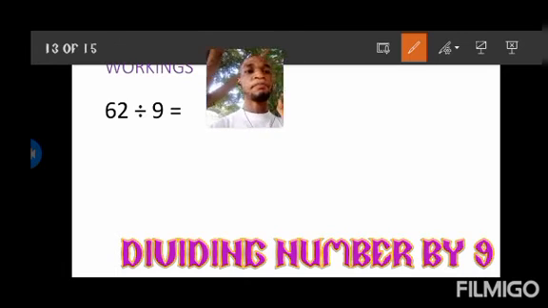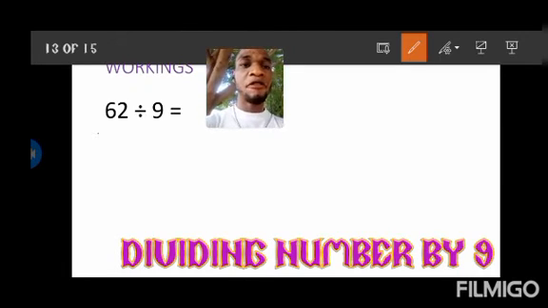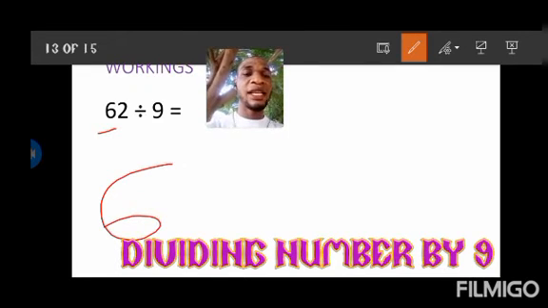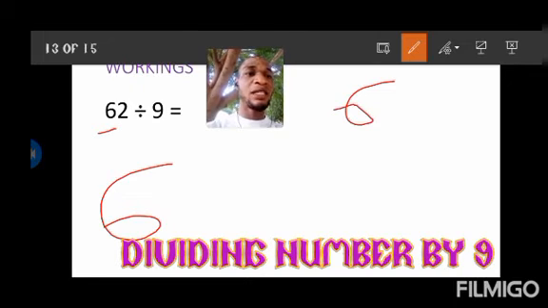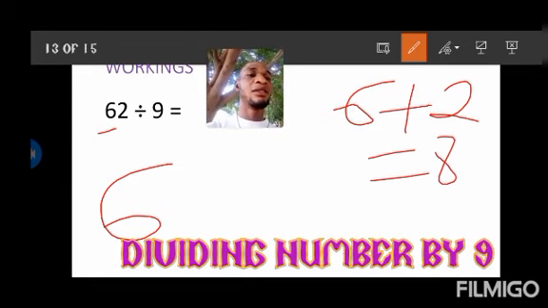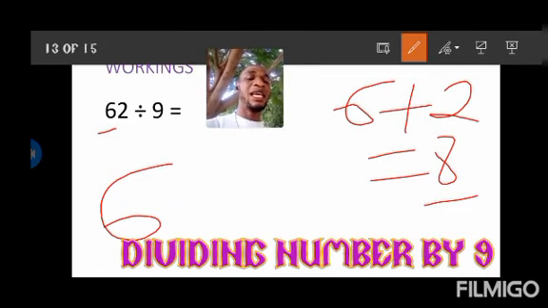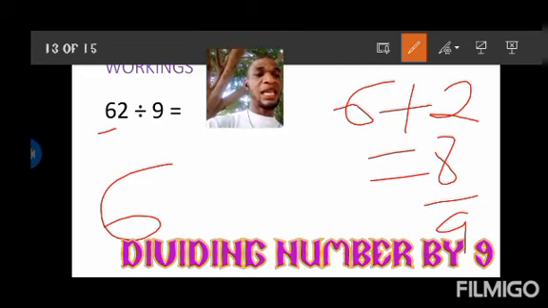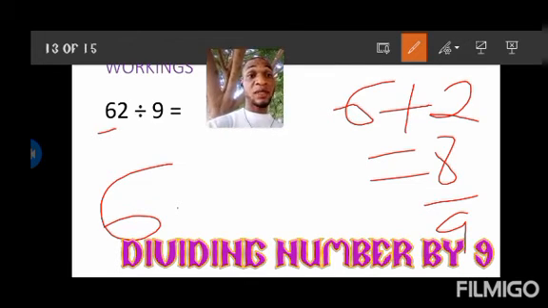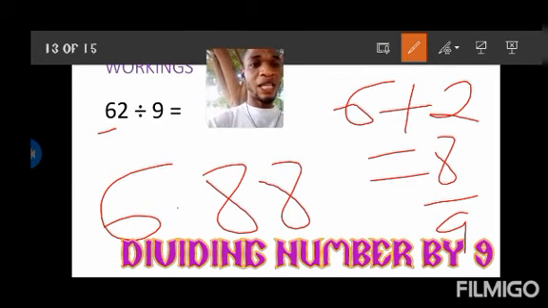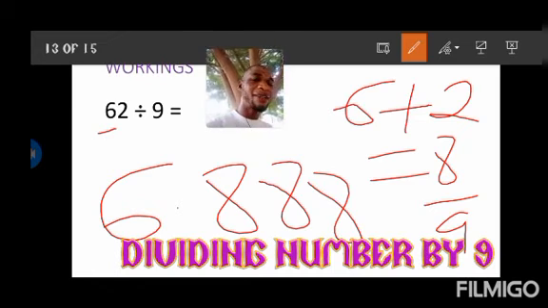So what I'm going to do right now is to pick the first number. It's not up to 9. It's 6, so you write 6. The next number is 2. You have 6 plus 2, which is 8. So 8 is the last number. What do we do? 9 cannot go in 8. 8 divided by 9 is point, remainder 8. Write 8. And that is the answer.